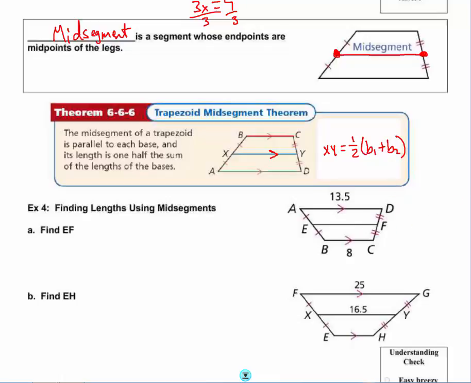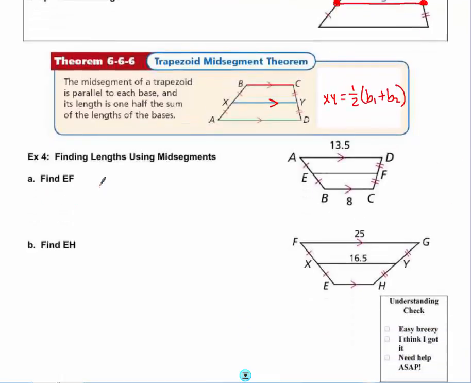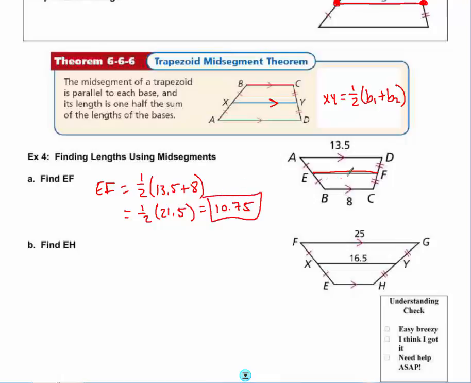Okay, so if we come down and take a look at this quick example, it says find EF. All right, so EF is right here. Well, we know that it's 1/2 the sum of the two bases. So that's 1/2 of 21.5, which is 10.75. Okay, so all we do is it's 1/2 of this plus this. It's like it's the average of those two.